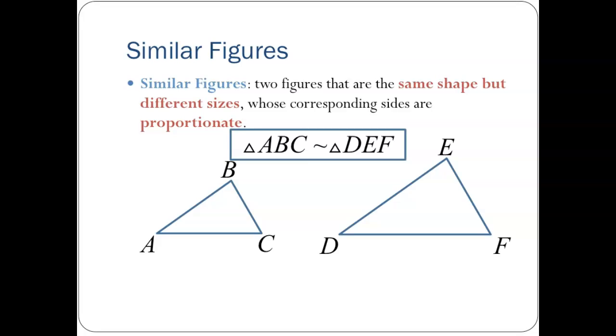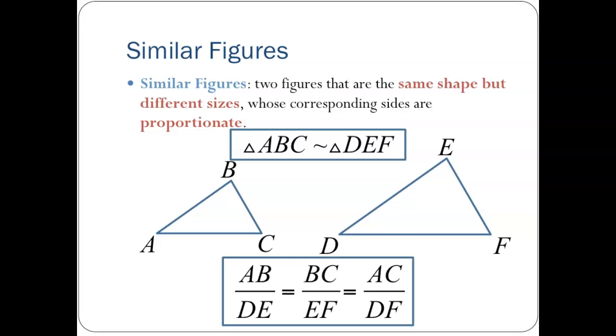And instead of having corresponding parts that are congruent to each other, corresponding parts are going to be in proportion to one another. So for example, AB divided by DE is going to be the same as BC divided by EF, which is the same as AC over DF.